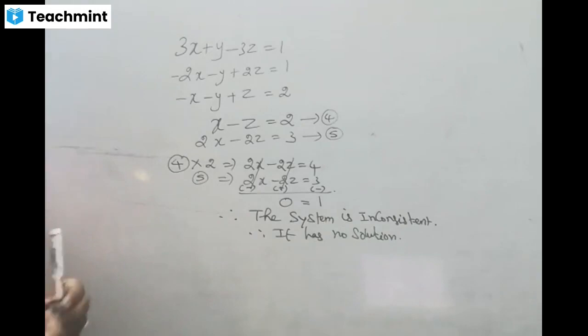If it is consistent, then we can have a solution. The solution may vary: it may be a unique solution or it may be an infinite solution. But if the system is inconsistent, then we don't have any solutions. So simply we write that the system is inconsistent and it has no solution. Please write.